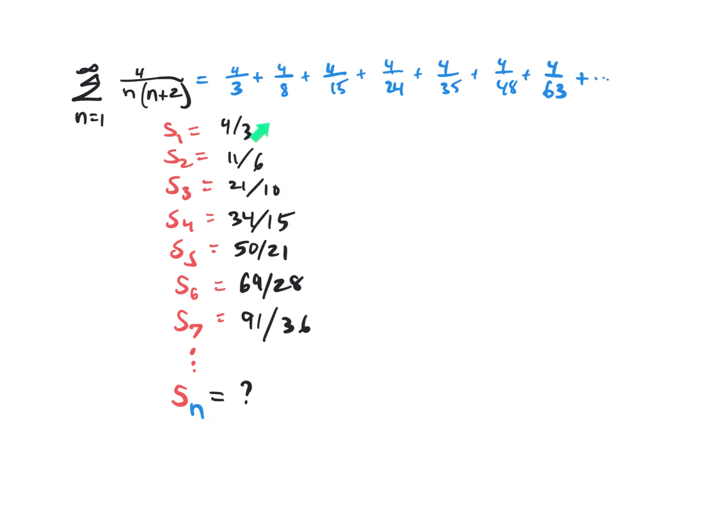So can we come up with a rule for the numerator, 4, 11, 21, 34, 50, etc.? And how about a rule for the denominator? I don't think this is the strategy you want to use, because I don't know if you know how to find those patterns or if you know how much work that is, but there's a much easier way.